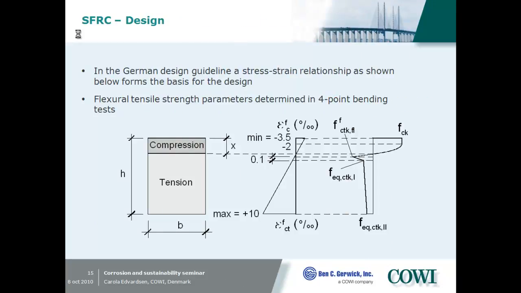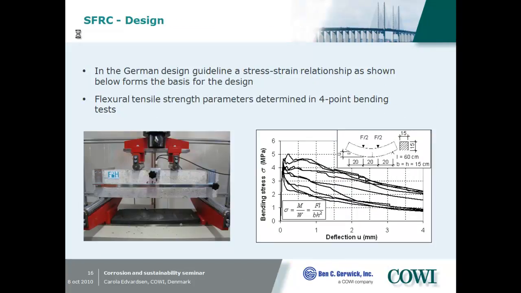And here, the design is similar to a normal design. We have a stress-strain relationship. The only difference is that we have here a tensile zone which we take into consideration in the design. We calculate with this tensile capacity. This is the big difference. And this tensile capacity will be determined at this 4-point bending test, which you can see here.